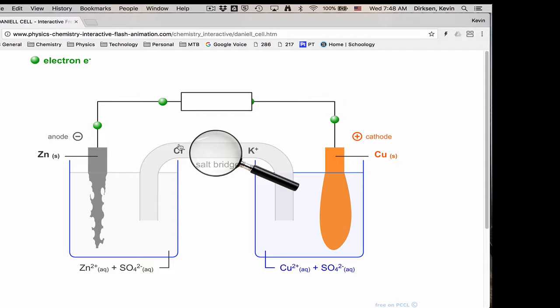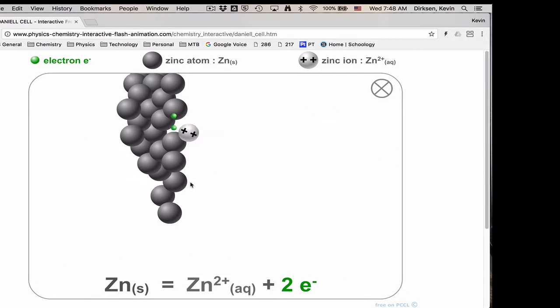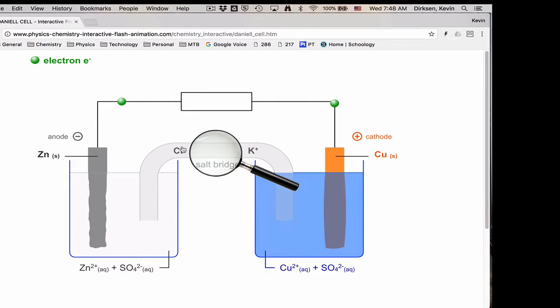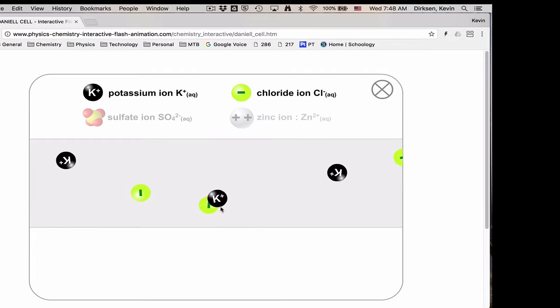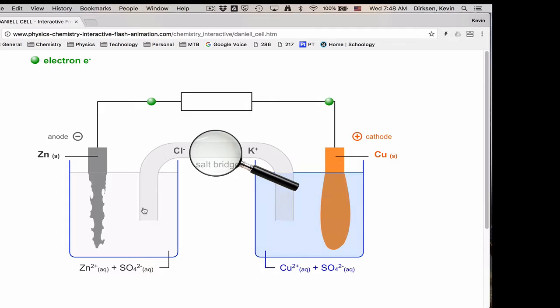What the salt bridge does is move charge. On this side, since we are losing electrons and we're gaining positive over here, the chloride will run in this direction. You'll see that the chloride, the negatives, are going to run to the left. They're going to replace negative ions on this side to balance out the extra positive ions we get over here. On this side, we're going to add potassium, so it's going to balance out the extra negative ions we have over here.